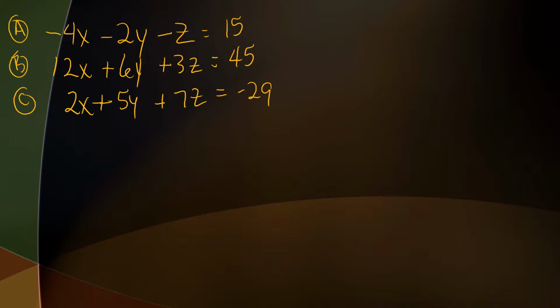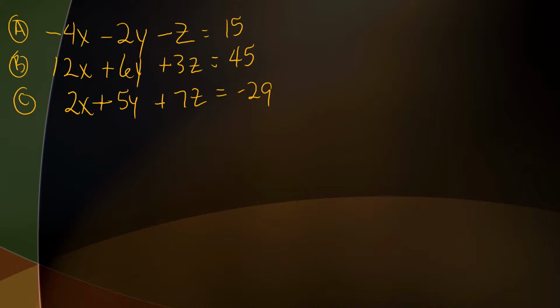And my C equation, my third equation, is 2x plus 5y plus 7z equals negative 29. And if you remember, I want to eliminate one of the variables so I can get to a couple of two variable equations, and then try to solve for x and y and end up seeing if I've got an ordered triple or not.